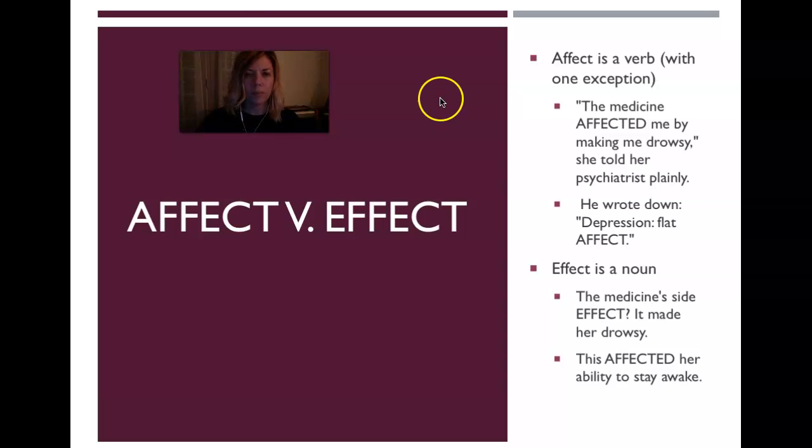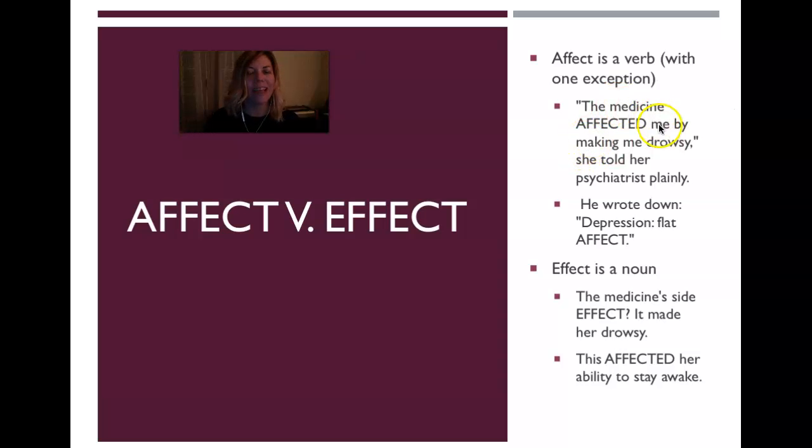So the first thing that's not a trick is you need to know that affect is a verb with one exception. So it's usually a verb. Effect is a noun, okay? So effect is a noun, it's a thing. Affect is a verb, it's an action, it does something. So let's take a look at what I mean.